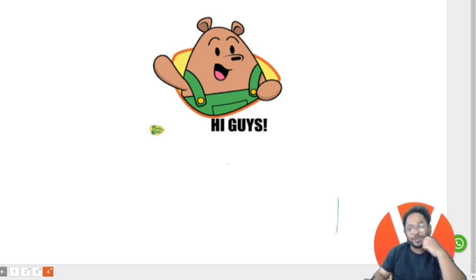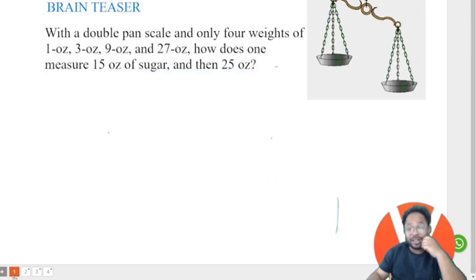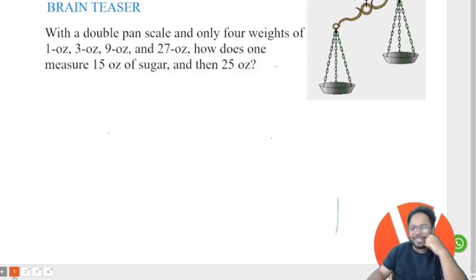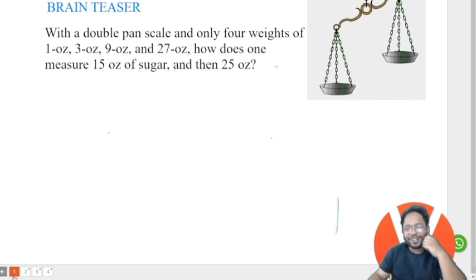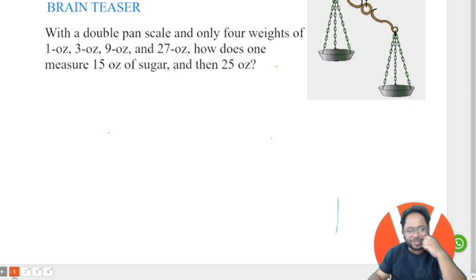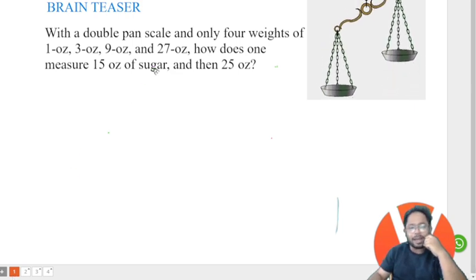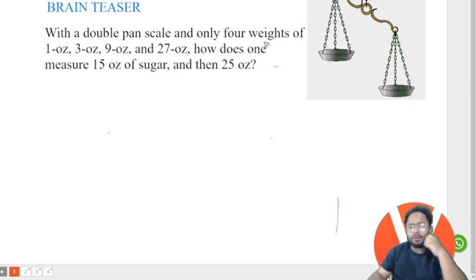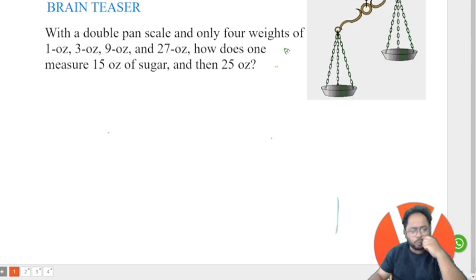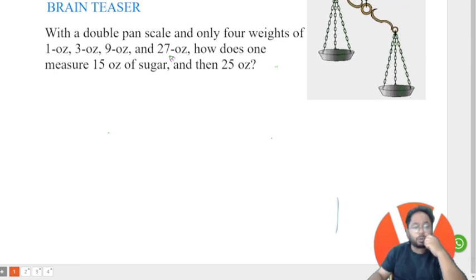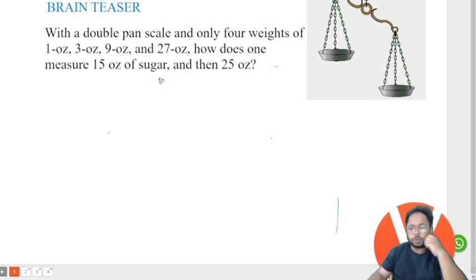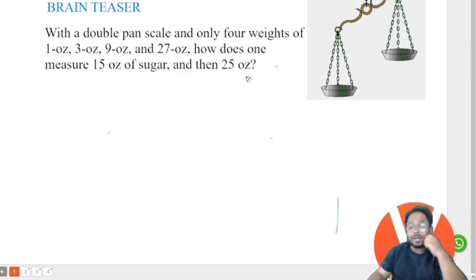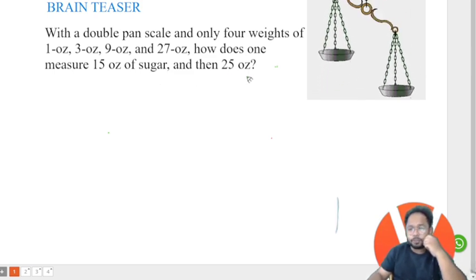So let's go straight to the question. The first one is a brain teaser, another one will be straight from China. So let's start with the brain teaser. It says with a double pan scale and only four weights 1 ounce, 3 ounce, 9 ounce, and 27 ounce, how does one measure 15 ounce of sugar and then 25 ounce of sugar?